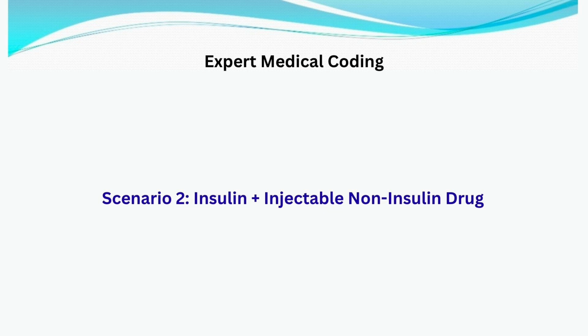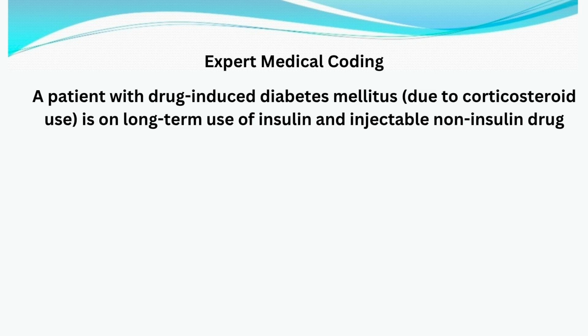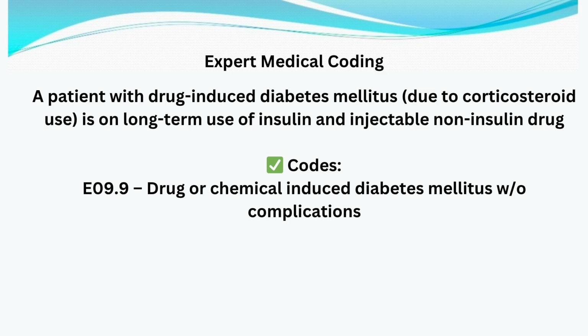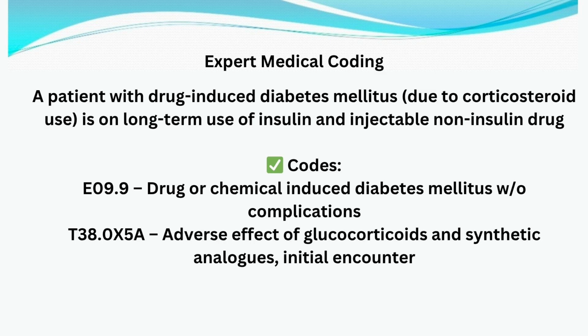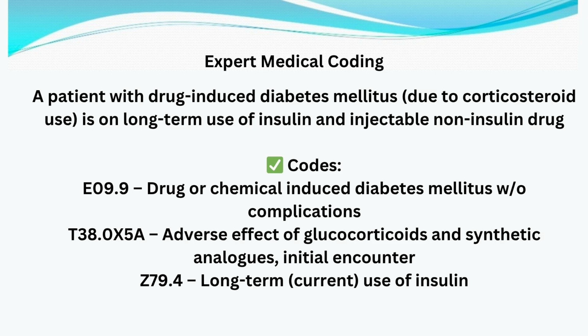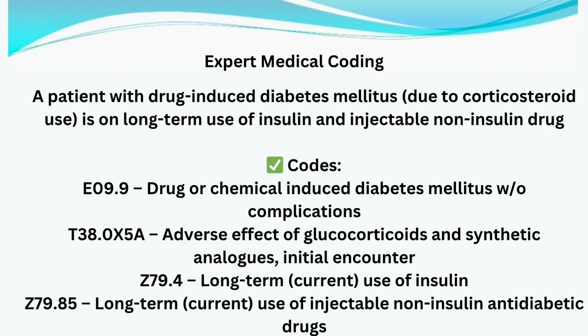Now let us see the next scenario in which the patient is on long-term use of insulin plus long-term use of injectable non-insulin drug. Let us see the scenario. A patient with drug-induced diabetes mellitus due to corticosteroid use is on long-term use of insulin and injectable non-insulin drug. So let us see how to code in this scenario. So first we have to code E09.9 drug or chemical induced diabetes mellitus without complications, and then T38.0x5A for adverse effect of glucocorticoids and synthetic analogs initial encounter, and then the long-term codes Z79.4 for long-term current use of insulin and Z79.85 for long-term current use of injectable non-insulin antidiabetic drugs.